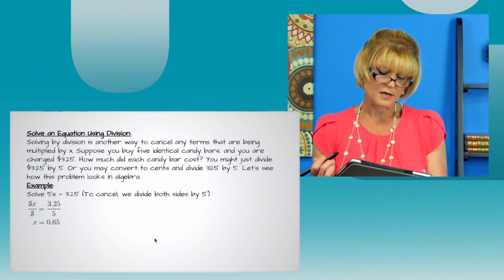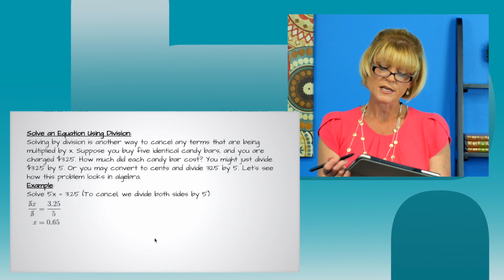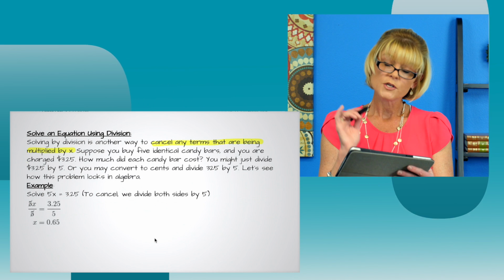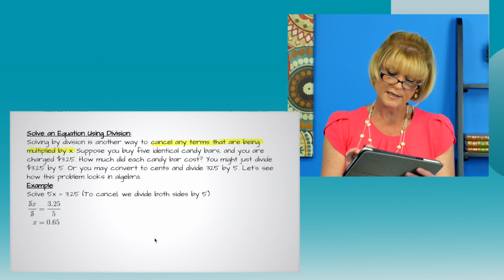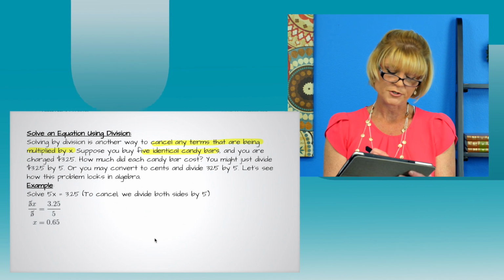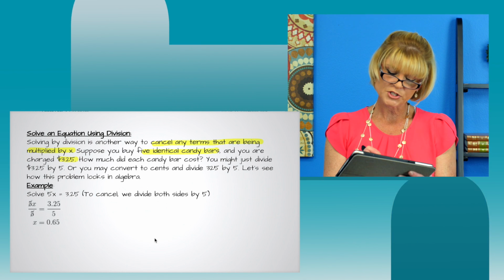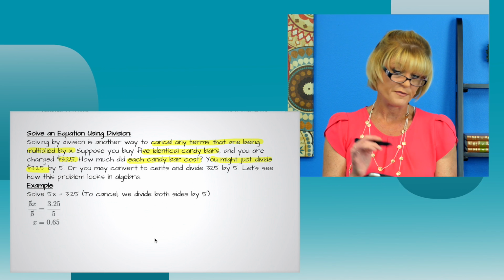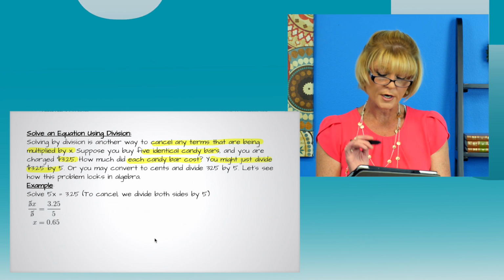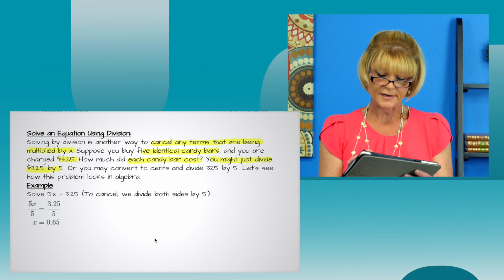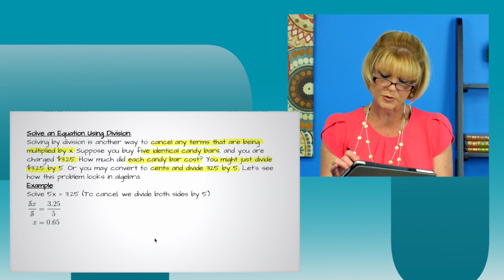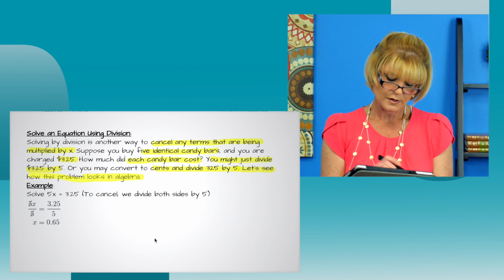All right, now solving an equation using division is another way to cancel any terms that are being multiplied by x. So suppose you buy 5 identical candy bars and you're charged $3.25. How much did each candy bar cost? Now, you might just divide $3.25 by 5. That would work. Or you may convert to cents and divide 325 by 5. But let's see how this problem would look algebraically.